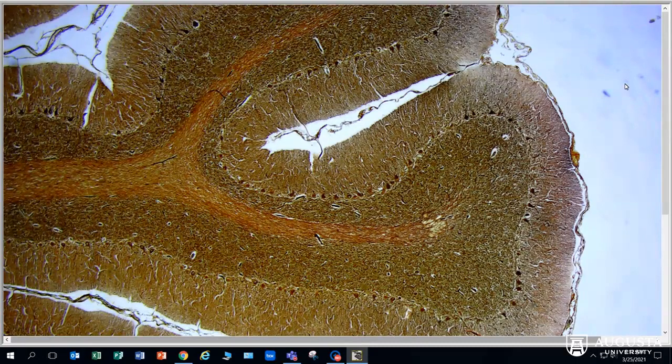This video will focus on the cerebellum and a specific type of cells called Purkinje cells. Right now we're viewing the cerebellum with the 4X objective. The cerebellum is a structure of the brain located inferior to the occipital lobe and posterior to the brainstem.